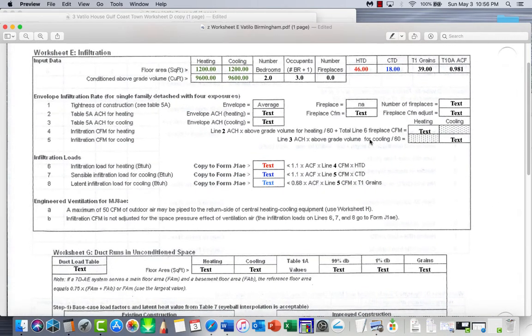Okay. All right, now we should be ready to start working down our chart here. And like I said, this is a line, go all the way across till we get to the other side. So our table construction, our envelope is average. Fireplaces in A, don't have one. So number of fireplaces, 0.0. Next, we're going to need to go to Table 5A for air changes for heating and air changes for cooling.